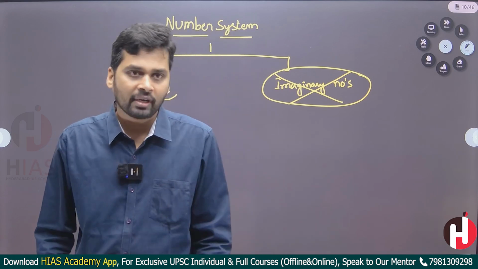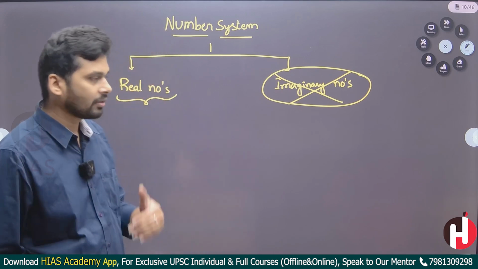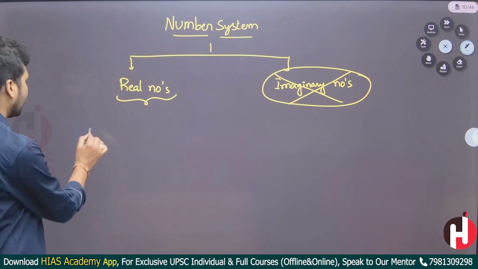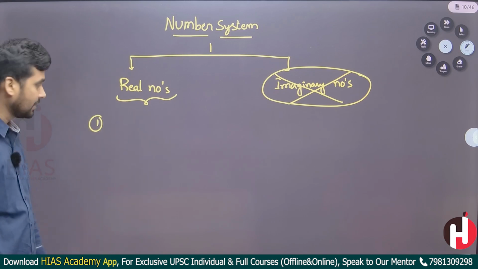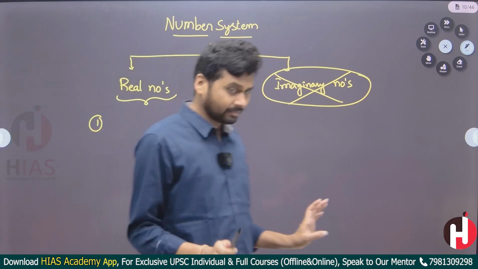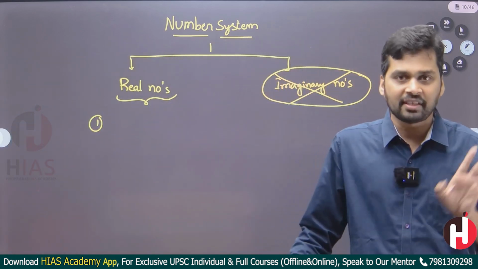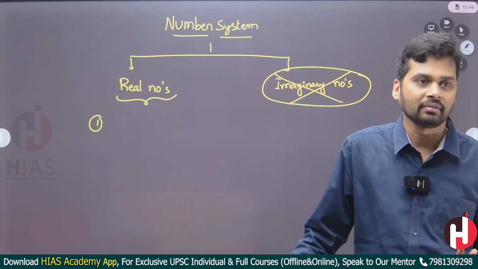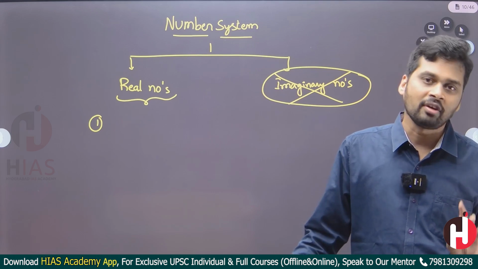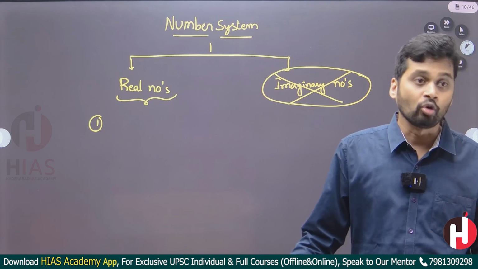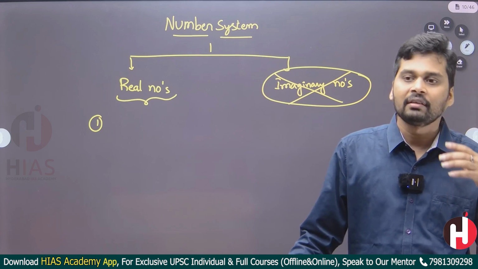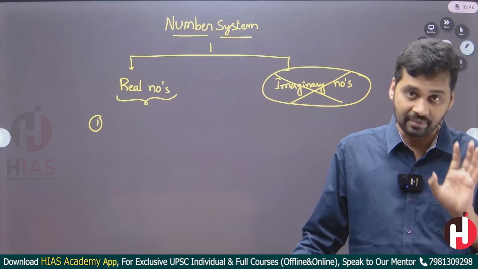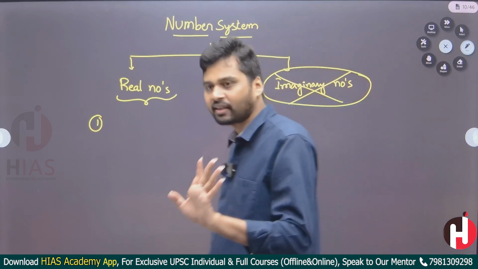Now we just need to know what is in the real numbers. Whatever numbers you consider are all related to real numbers only. First of all, what are real numbers? In simple words, any number is a real number. 1, 2/3, 0.5, -2.5, √2, √5, whichever number you take, that is a real number.